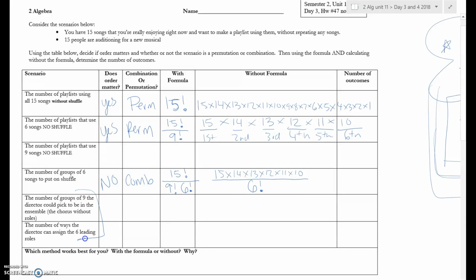I'm going to leave these last 2. This is thinking about the chorus. I'll give you a big spoiler alert. One's a combination, one's a permutation. Finish those. Do make sure that you work with your calculator to make sure you can compute these.